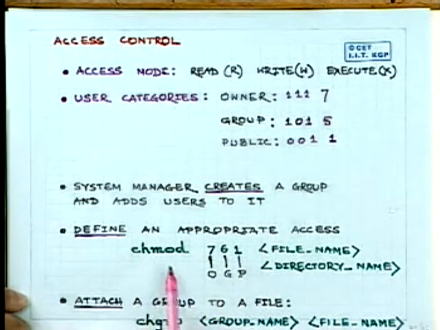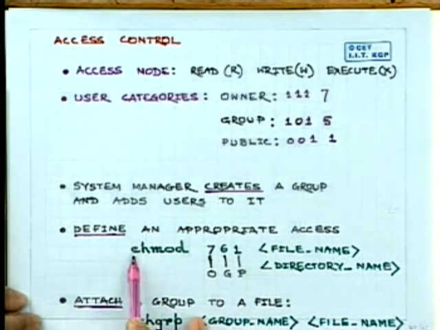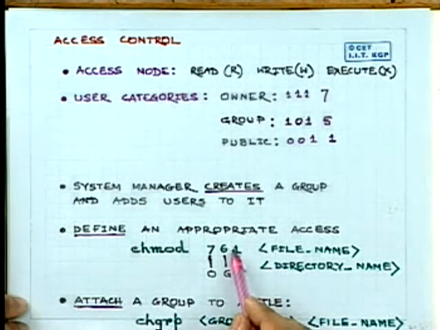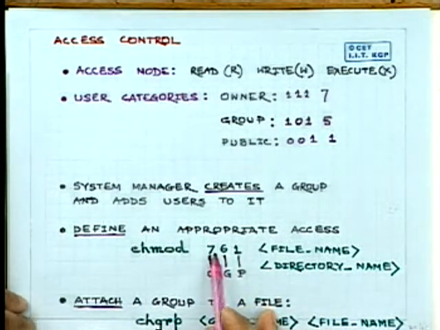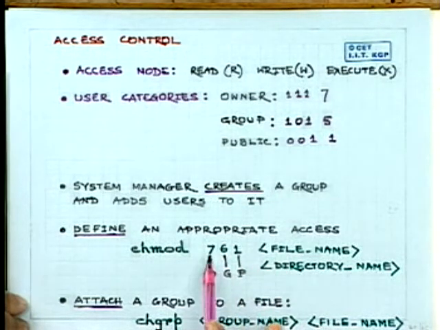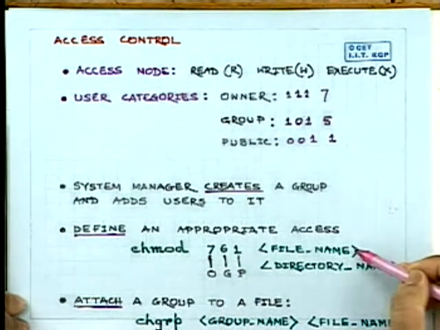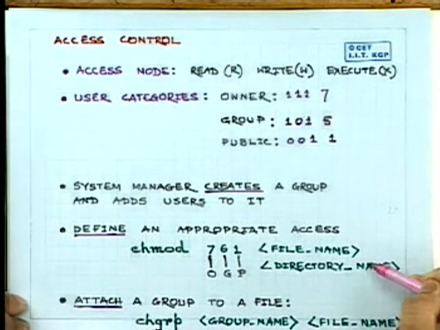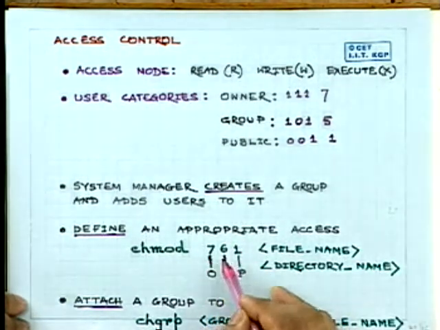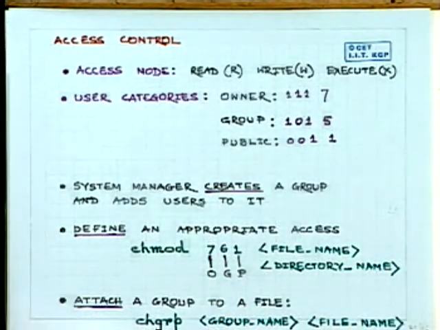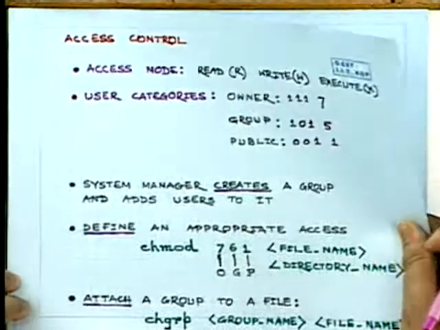Therefore, we can execute this command chmod in Unix, give the permission, the access capability of the owner, group, or the public, followed by a file name or the directory name, and that particular access control will be associated with that file name or with the directory name.